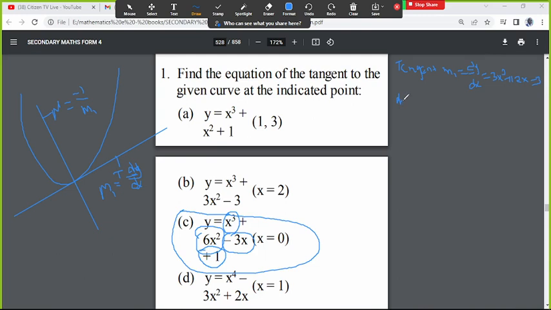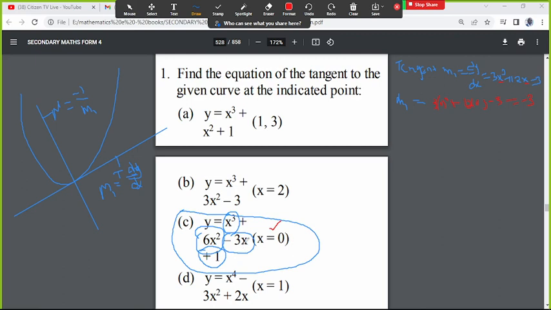So our m1 will be equal to... It is passing through a point where x is equal to 0. We need a gradient. So for m1, substitute 0 here. So it will be 3 times 0 squared plus 12 times 0 minus 3. So finally we get minus 3. 0 plus 0 minus 3. Minus 3.